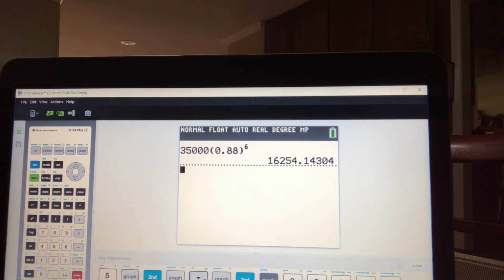Now keep in mind when we use money, we use dollars and cents. So the 14 would be like the cents, and you want to look at the number past the 14 and see that that's 3, and that's not enough to bring it up. So I would say the answer for this would be $16,254.14. Okay, so let's bring that back to the whiteboard.